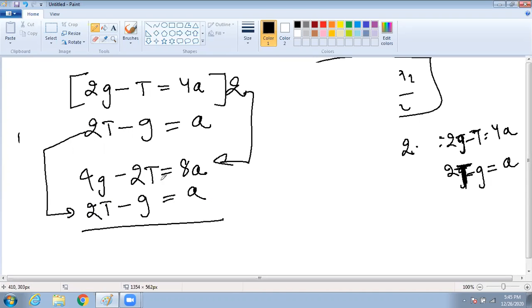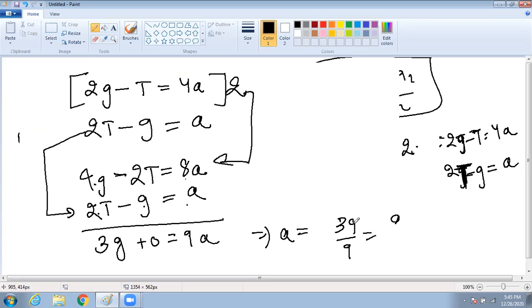Now you can add these equations. If you add them, 4g minus g is how much? 3g. Minus 2T plus 2T, 0. 8a plus a is 9a. So now what is a? 3g by 9, equal to g by 3.